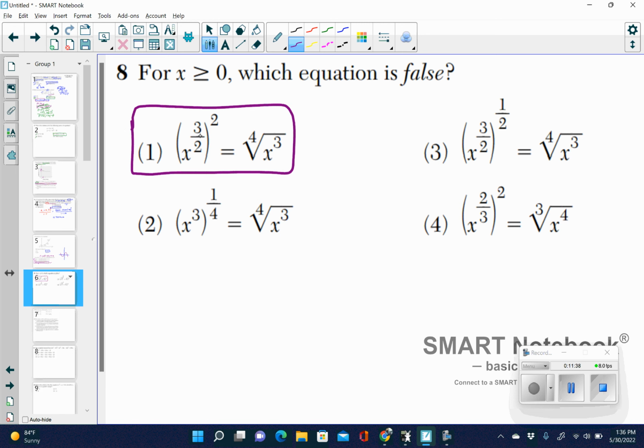You could have also done it algebraically. When you raise something to the second power, that means that you're multiplying the exponent by 2. So this is the same thing as 3 over 2 times 2 over 1, which is going to be x to the 6 over 2, which is the same thing as x to the 3rd. And x to the 3rd is not the same thing as the 4th root of x to the 3rd. They're not the same. So this is the one that is false. Everything else is true. Check, check, and check.